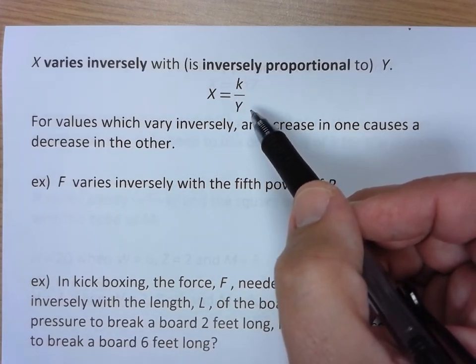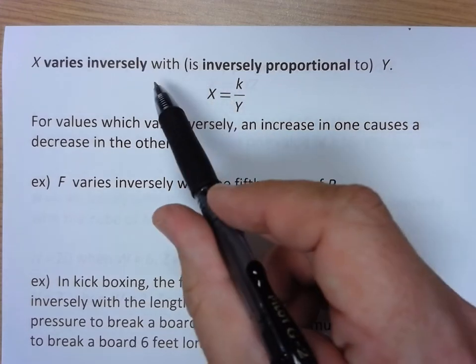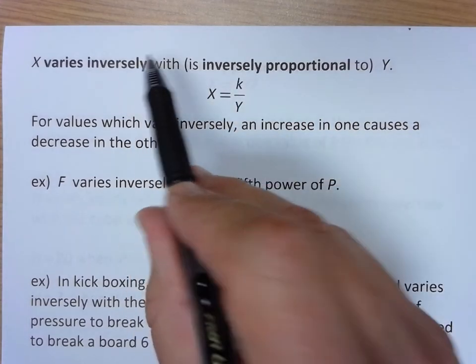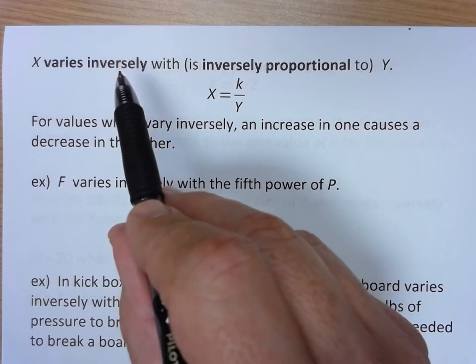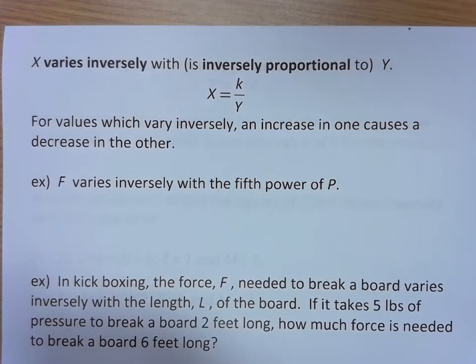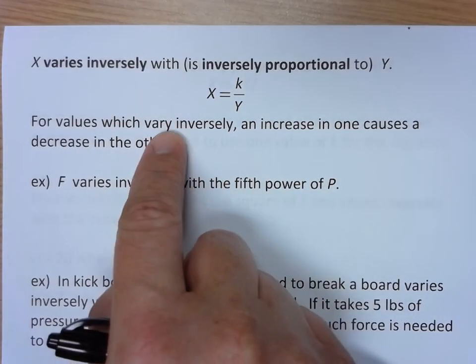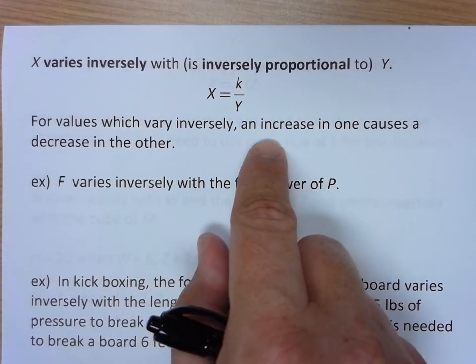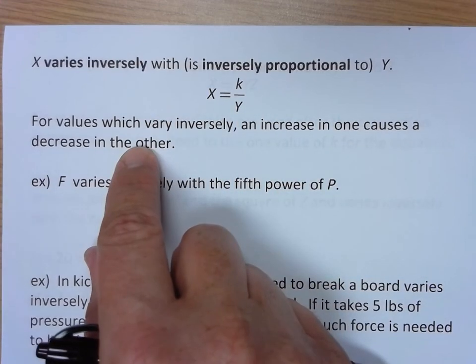So anything that follows the words inversely, if you see that adverb used in the description, anything that's inversely proportional or varies inversely is going to divide underneath the k constant. So values which vary inversely, an increase in one causes a decrease in the other.